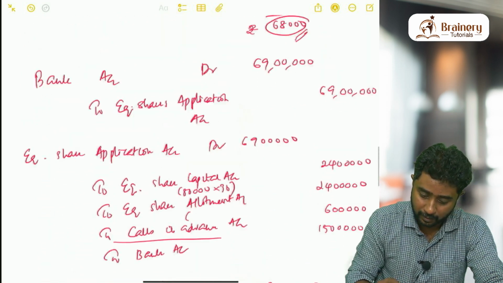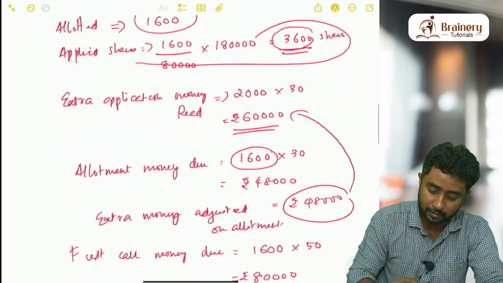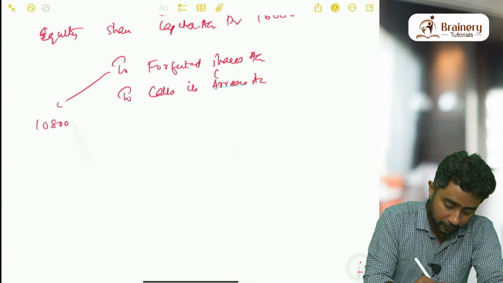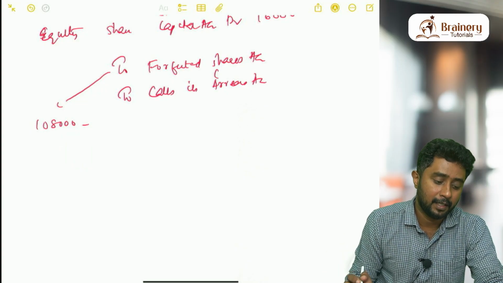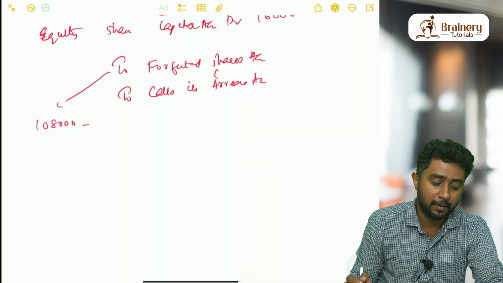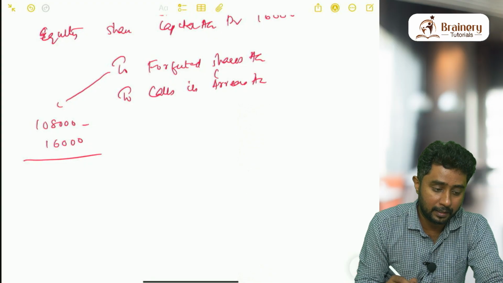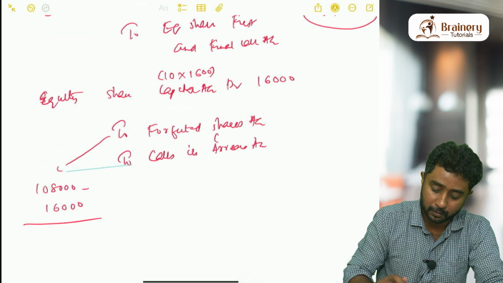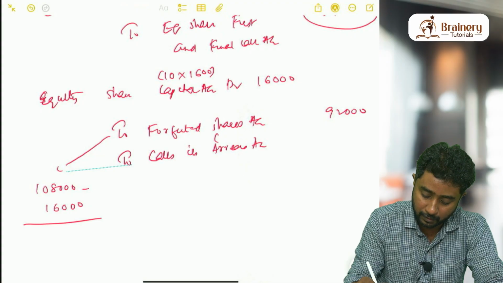As you can see here, he has applied for 3600 shares. 3600 into 30, we will be getting 1,08,000. From that, we have to remove the premium that he already paid for his shares. His shares is 1600, premium is 10. That means 1600 into 10, 16,000. So 1,08,000 minus 16,000 we have to do. This is how you have to mention it. This is also one of the reasons why I took this question. So 92,000 will come.